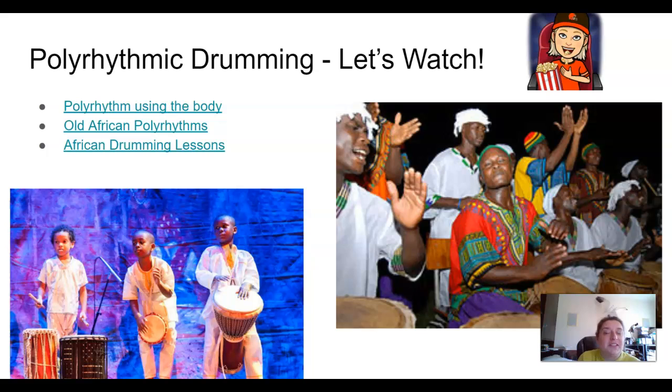So each person is doing a different rhythm. You have old African polyrhythms, so you have an African drummer and then you have a contemporary drummer with a drum set, but they're doing polyrhythm. And then, if this interests you, the last link takes you to a site where you can have some African drumming lessons. They'll teach you some of the basics, which is really, really cool.